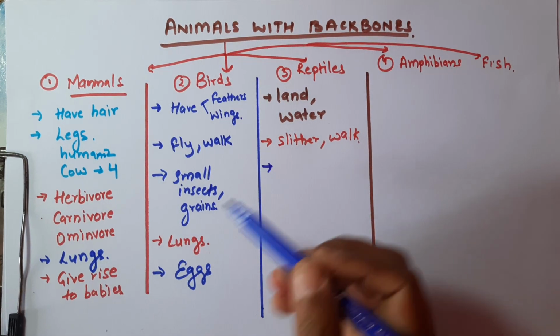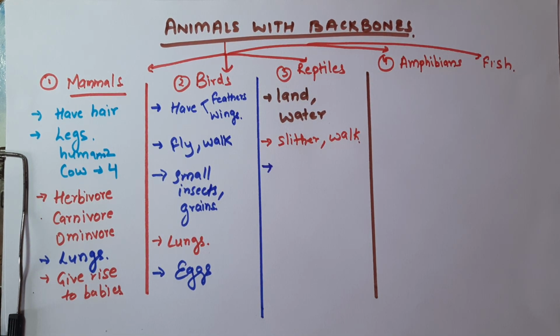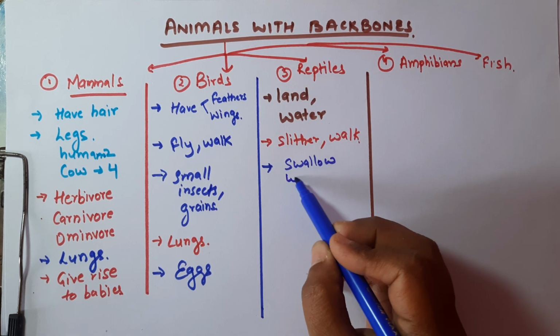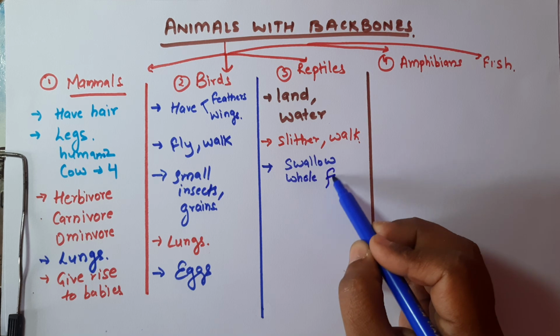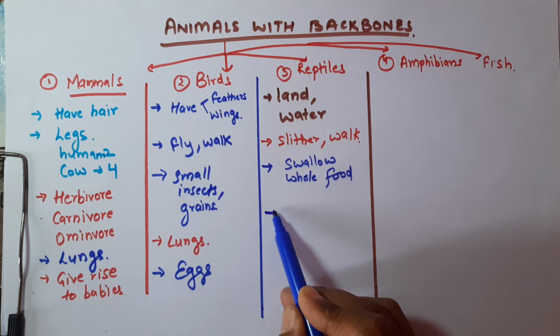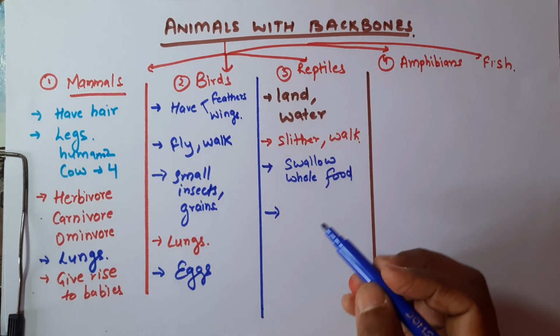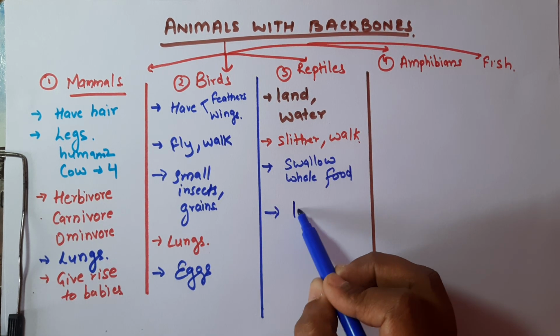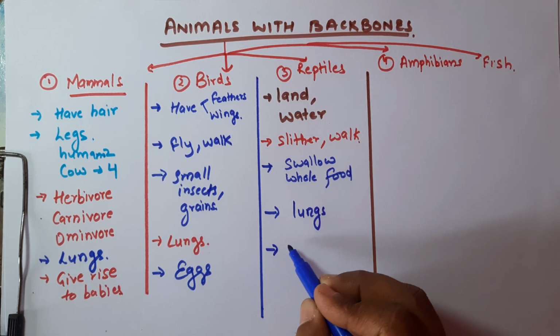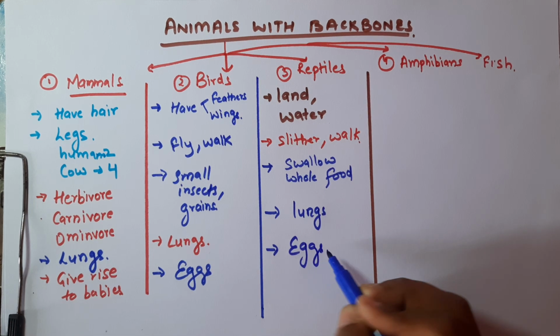If you talk about the reptile snake, how will it take food? It will swallow whole food because it doesn't have teeth, right? So it will take the whole food inside, and then through the twisting of its body, it will break the food down. To survive on land, it needs to breathe, right? So the reptile also possesses lungs to breathe. And last but not least, it gives rise to eggs.